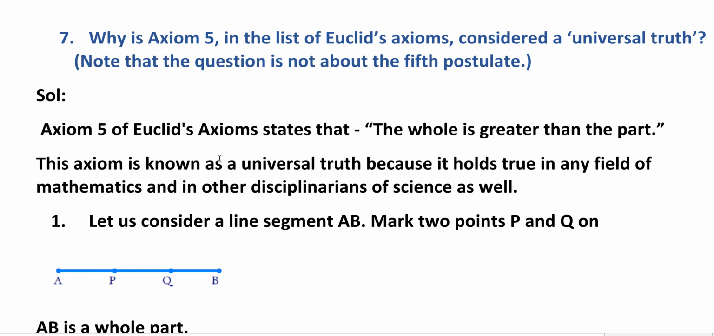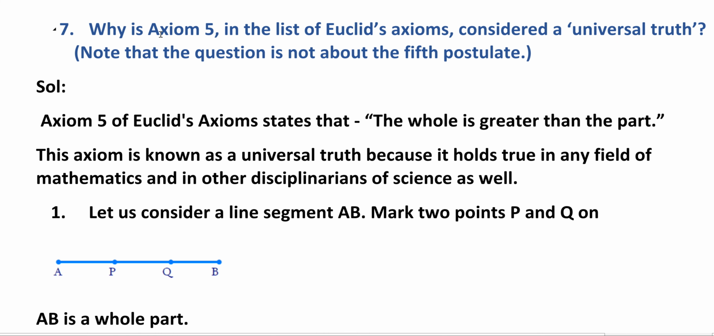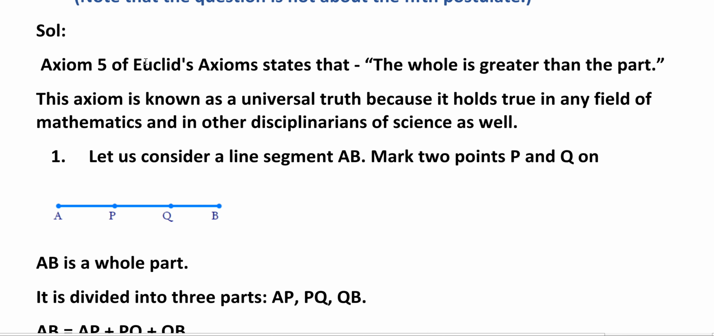Seventh problem, last problem, I think. Why is axiom 5 in the list of Euclid's axioms? Consider a universal truth. Note that the question is not about the fifth postulate. Solution. Axiom 5 of Euclid's axioms states that the whole is greater than the part. The whole is always greater than the part. That means in anything, the whole is greater than one part.